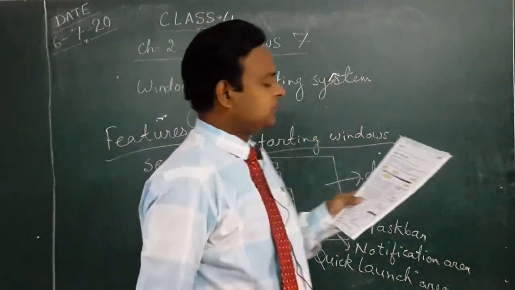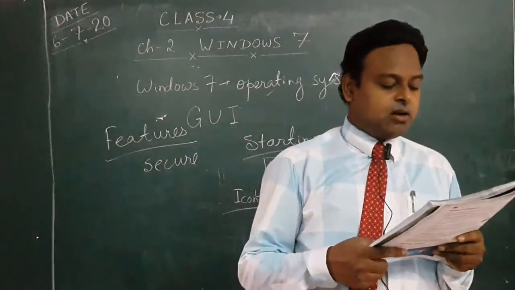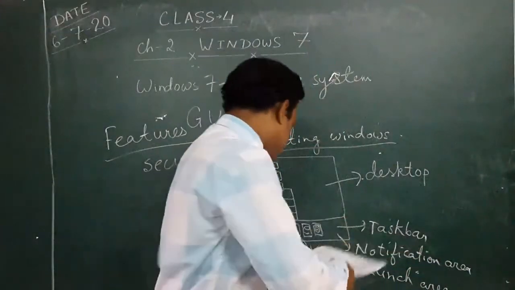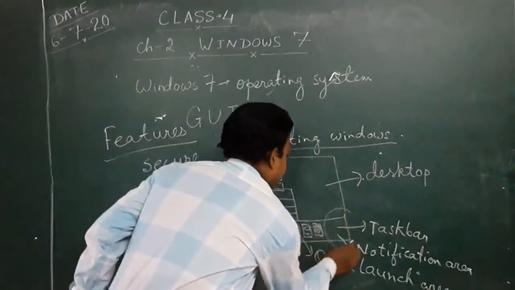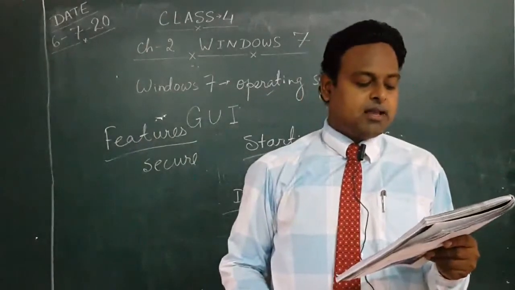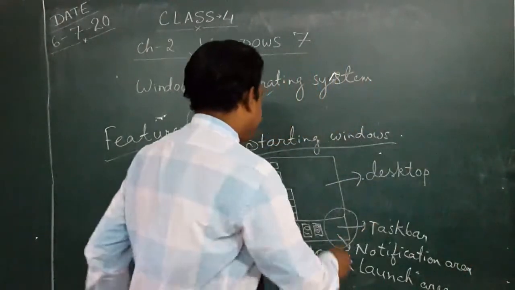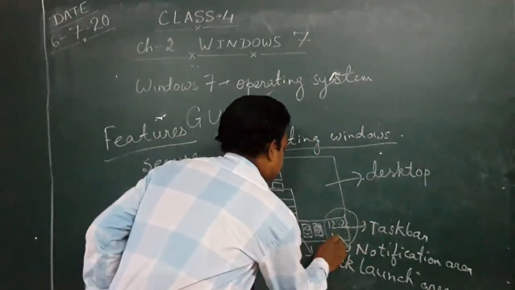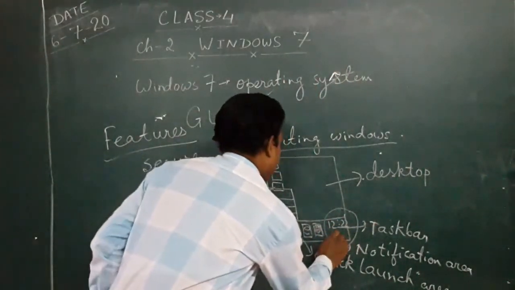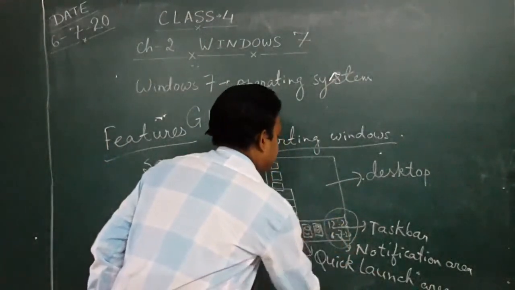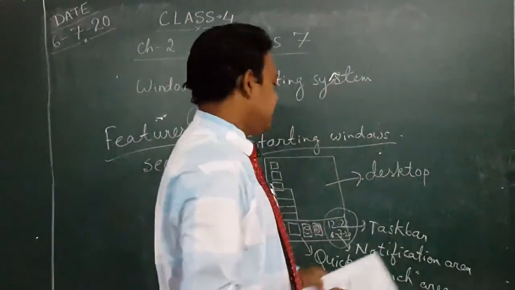What is this? The right side of the taskbar is known as the notification area. This area is at the right side. This full portion is called the notification area. Here you will find the date and the time. Suppose the time is there and the date is there.